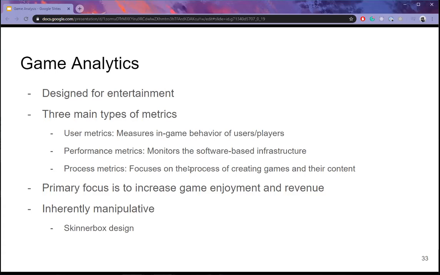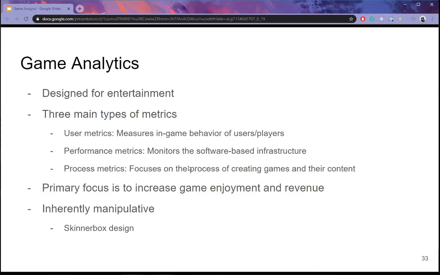First of which is user metrics, which measures different attributes of players' in-game behavior. This can be anything from how long they play, how many friends they have, how much damage they deal in a given round, anything like that. Then there's performance metrics, which monitors the software-based infrastructure of the different games. So if you can imagine an online game, the servers need some form of optimization and analytics to run properly. Then there is process metrics, which is the way that you can optimize the development of different games.